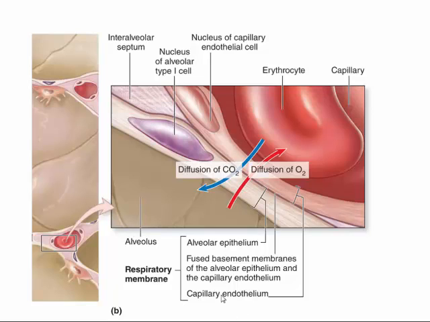The distance across the respiratory membrane is only about 1/2 to 1 micrometer. This very short distance is the pathway for oxygen and carbon dioxide to diffuse in the process called gas exchange or external respiration. On the air side, oxygen must first dissolve in the alveolar fluid that coats the alveolar epithelium.